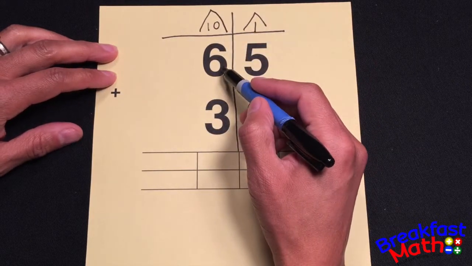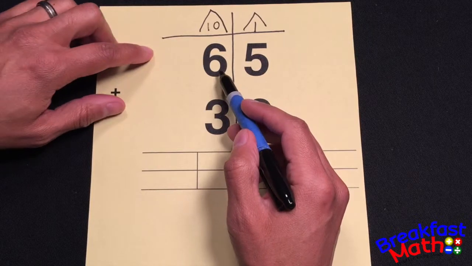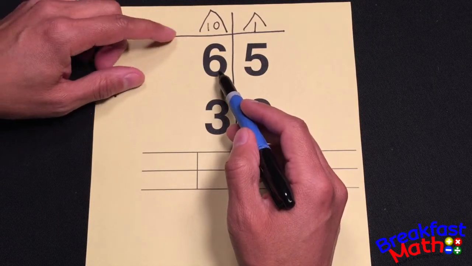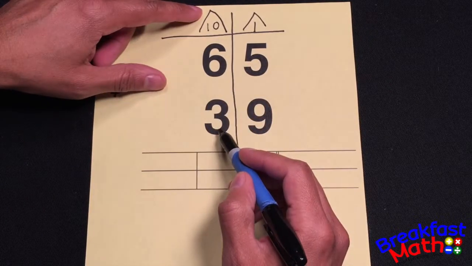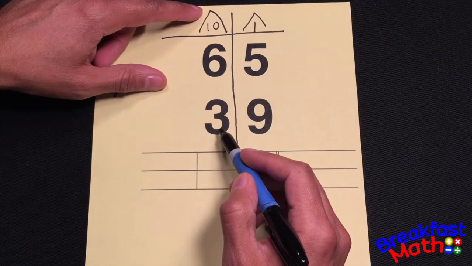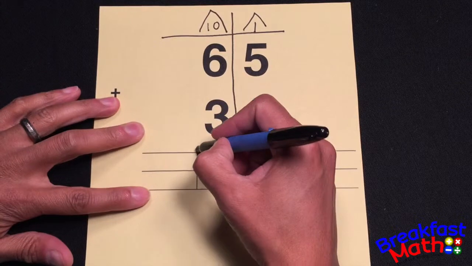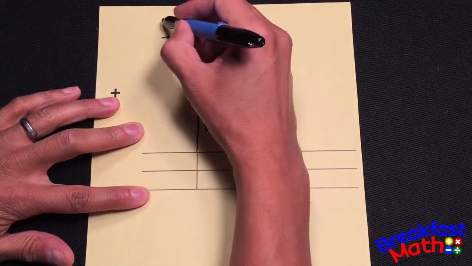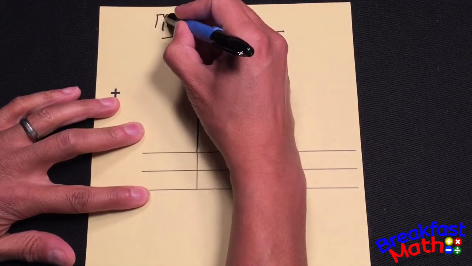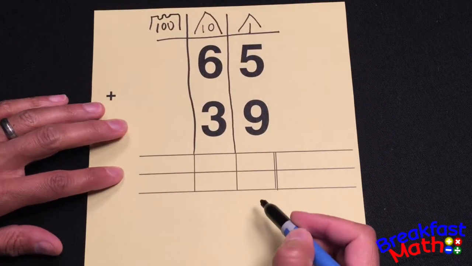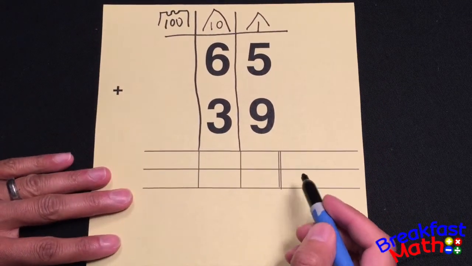So the 6 is really a 60. It's in the tens place, 6 tens. The 3 is really a 30. It's in the tens place, 3 tens. Okay, I'm also going to draw in a hundreds house because we're going to need it right next door right here. Okay, so let's now add.